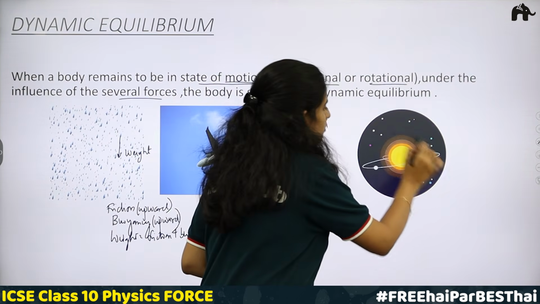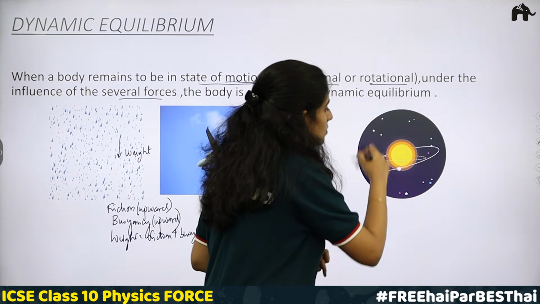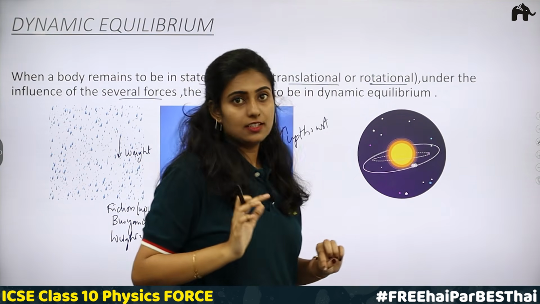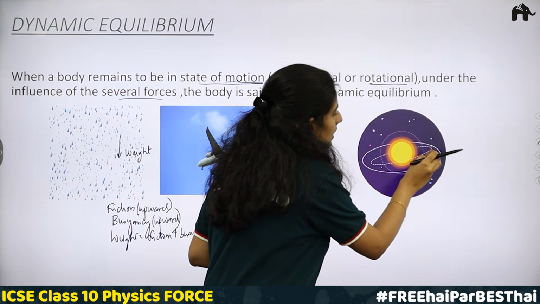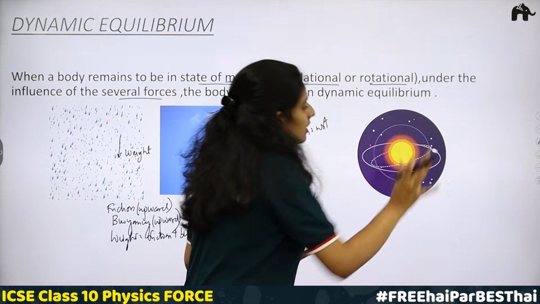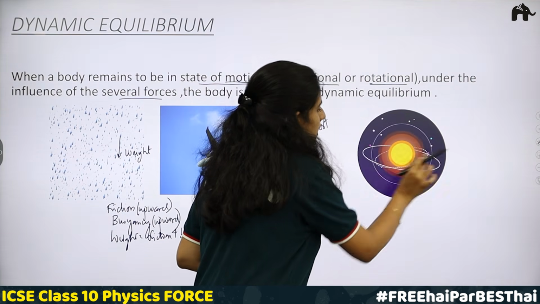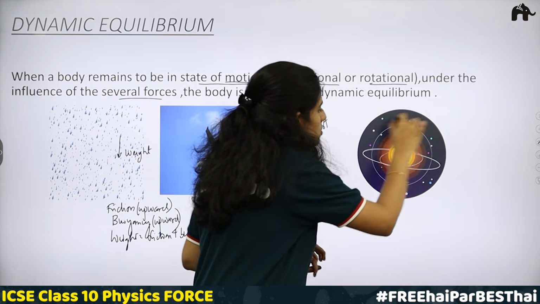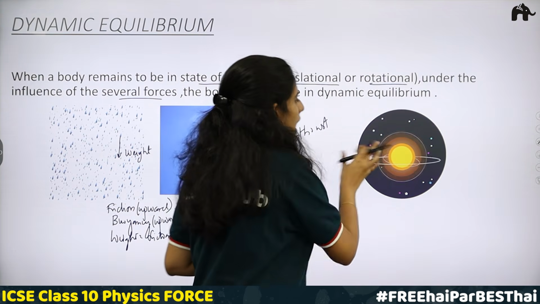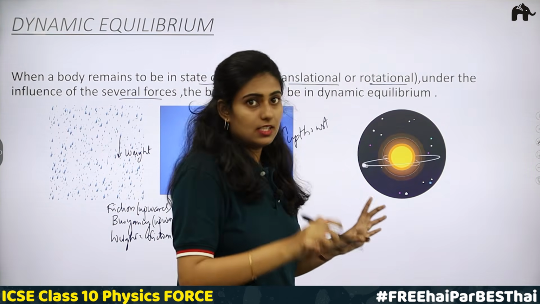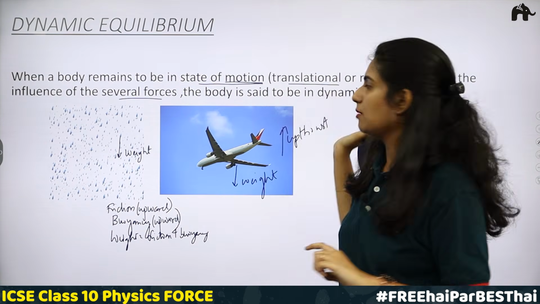An electron revolving round the nucleus in an atom, or planets revolving round the sun, are also examples of dynamic equilibrium. There is no net force; the net force acting on this electron will be equal to 0. Therefore, the body, here the electron, continues to be in its motion. It doesn't come to rest because no more forces are acting on it. It keeps on moving with its constant velocity. These are examples of dynamic equilibrium.